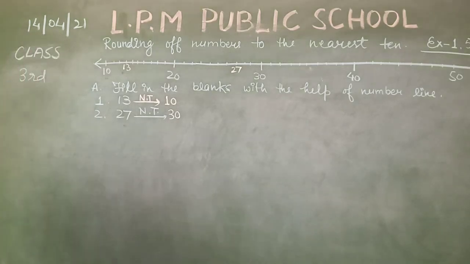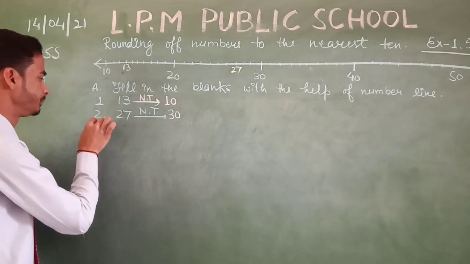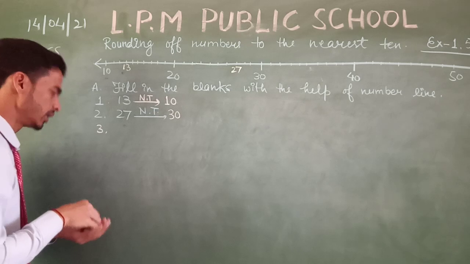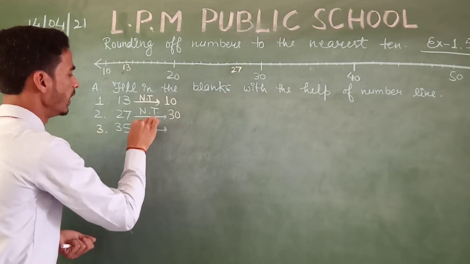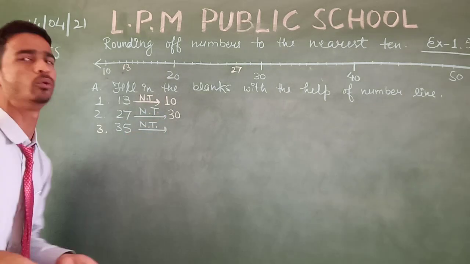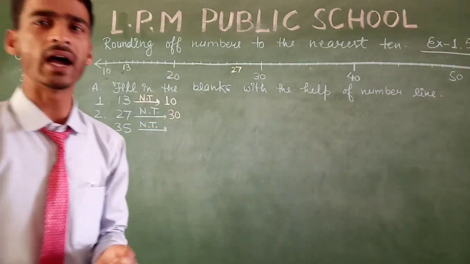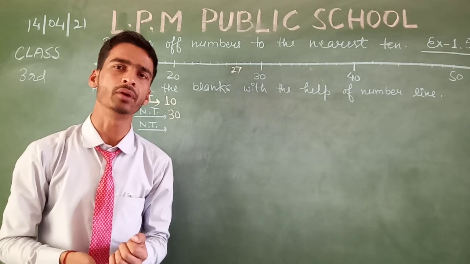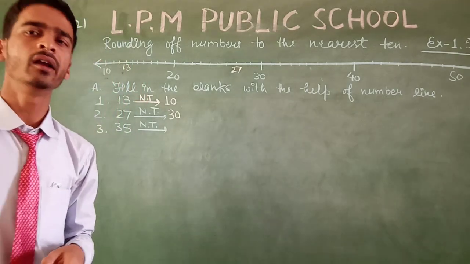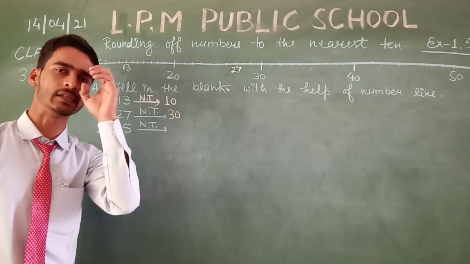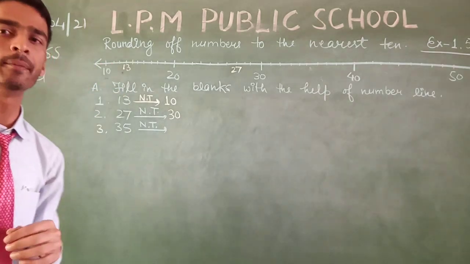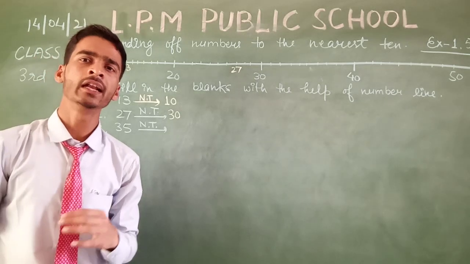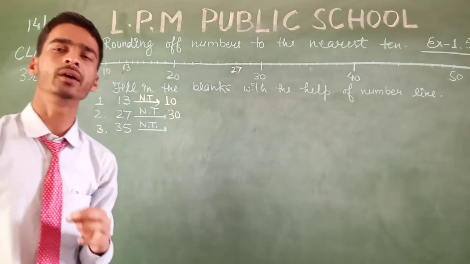The next question is 35. You know that 35 is exactly between two tens. In this condition, we have to round off this number to the higher 10. When a number is exactly between two tens, then we have to round off this number to the higher 10.